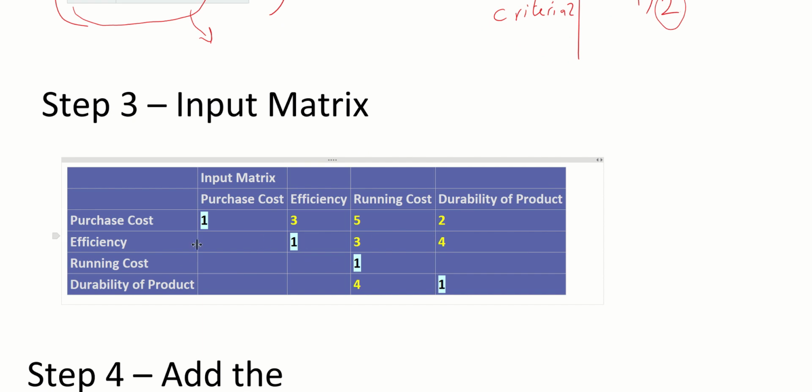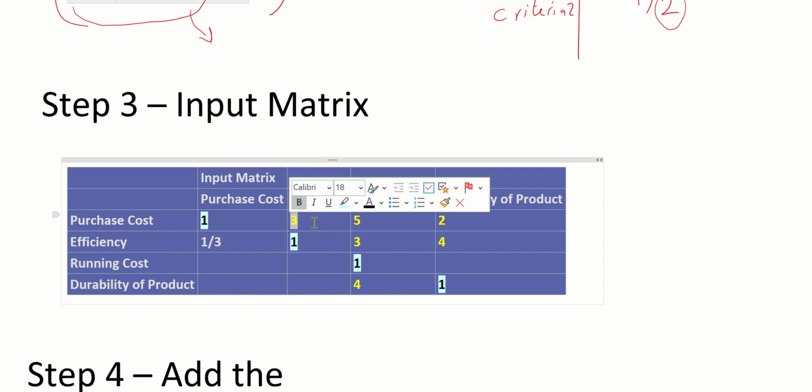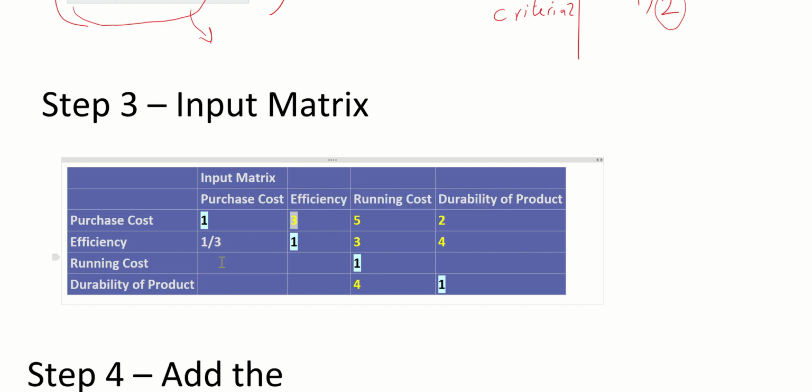The rest of these values, you just use the inverse. So this is a matrix, triangular matrix, so you have a diagonal and it's symmetric. So purchase cost relative to efficiency, you gave it a number 3. So efficiency relative to purchase cost, which is the inverse, it's just going to be 1 over 3, right? So that's this value, but the inverse of that, so 1 over 3. And likewise for running costs. So you can see it's like the transpose of that.